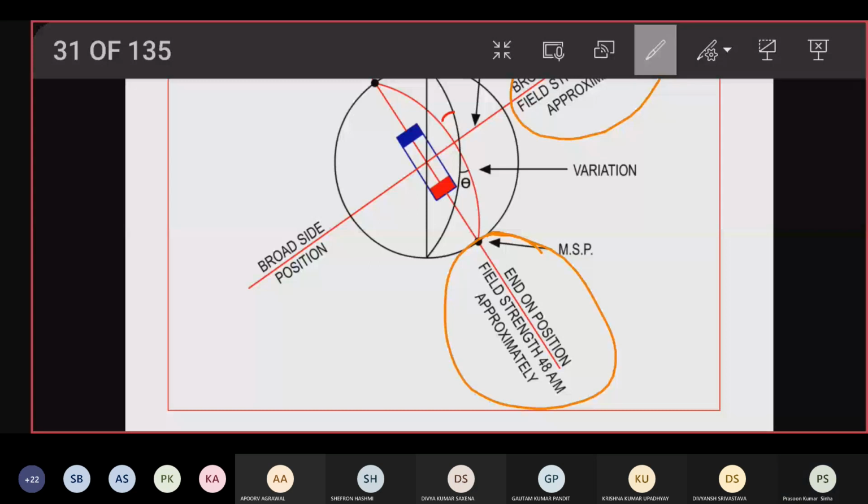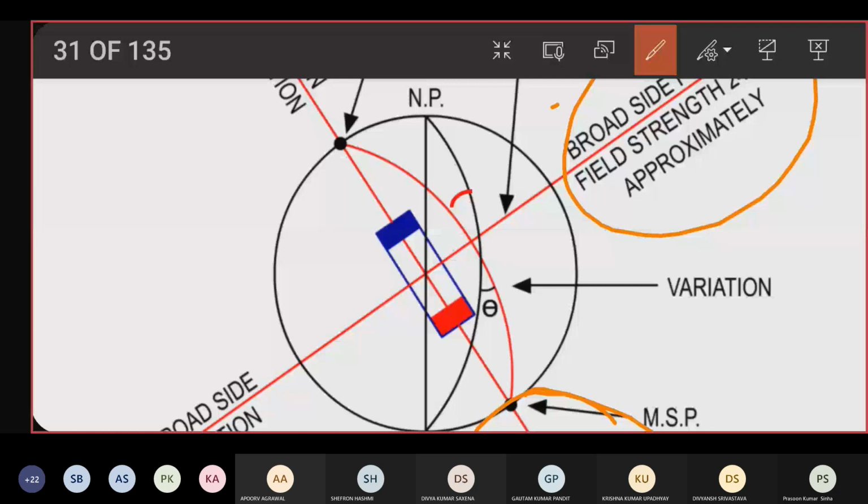Then we have the black one, true meridian, joining the North Pole and South Pole, and we have the red line, which is an imaginary line joining magnetic North Pole and magnetic South Pole, the red one. The angle between the two meridians is known as variation. Very good.